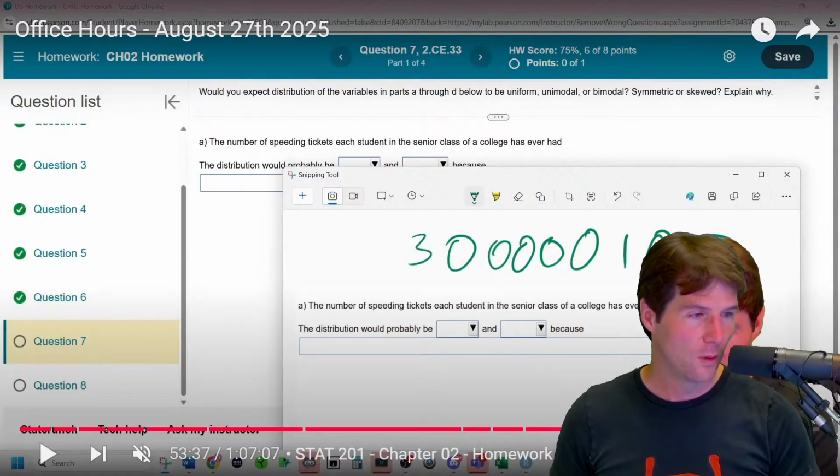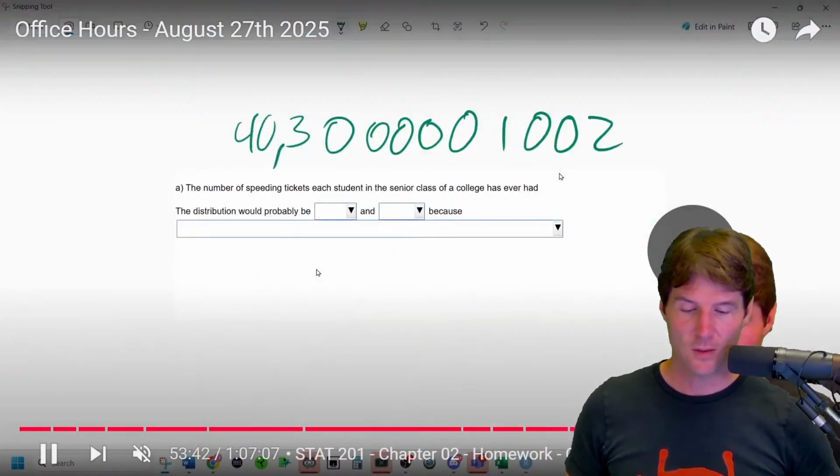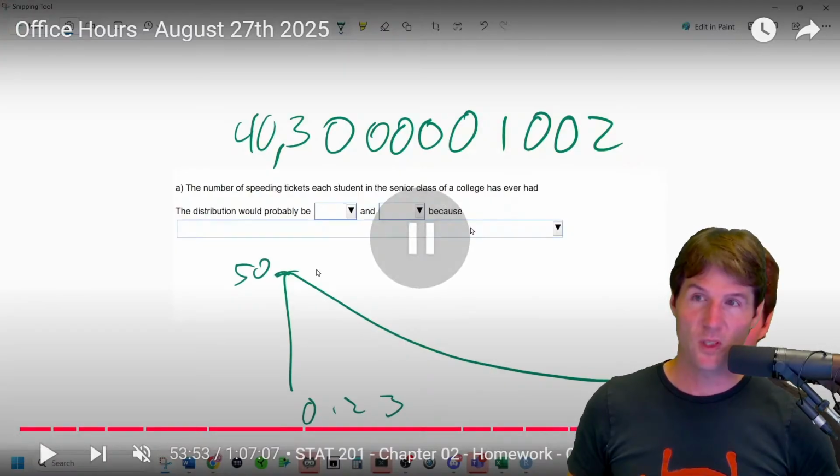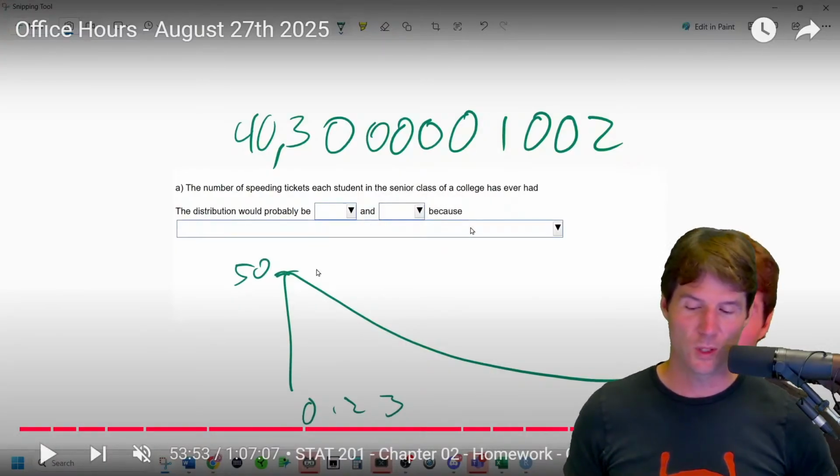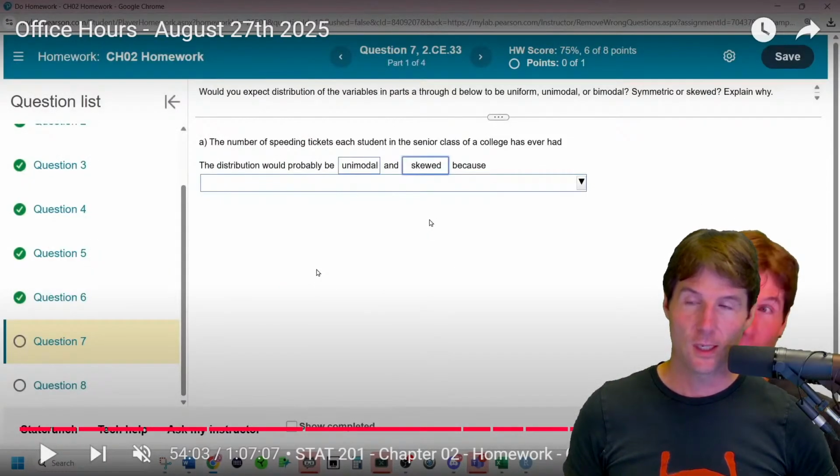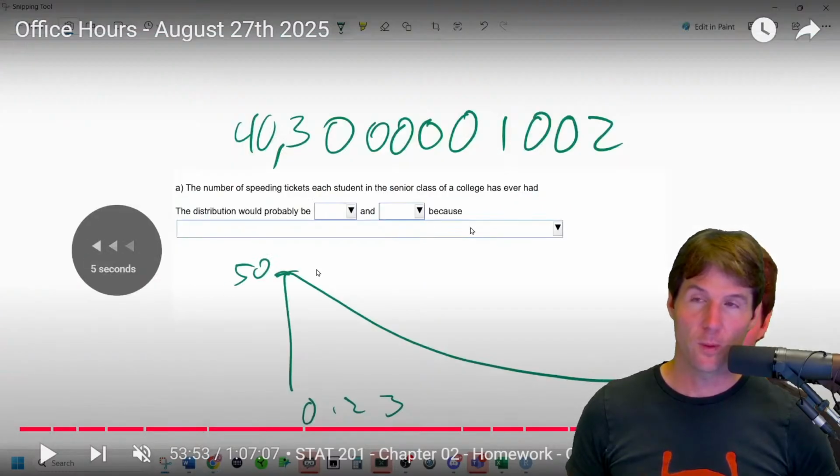So they usually don't have a lot of speeding tickets. And because of that, the distribution would kind of be centered around maybe 1 or 2 or 0 with a lot of students, and it'd be unimodal, and there'd be some people on the high side, so it'd be skewed. Does that make sense what you're seeing here?